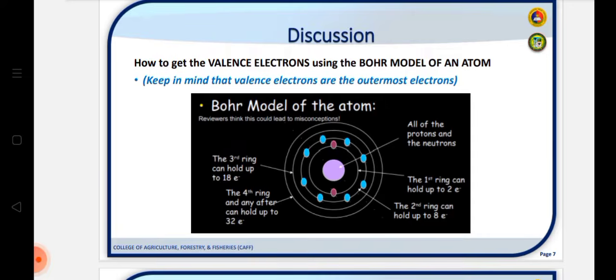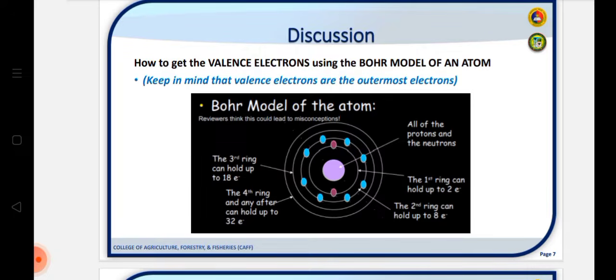Okay, class, let us proceed to the Bohr model of an atom. We have a question here: how do we get the valence electrons using the Bohr model of an atom? We have to keep in mind that valence electrons are the outermost electrons. So to get the valence electrons, we have to draw the Bohr model of an atom. At the center is the nucleus, which contains the protons and neutrons.